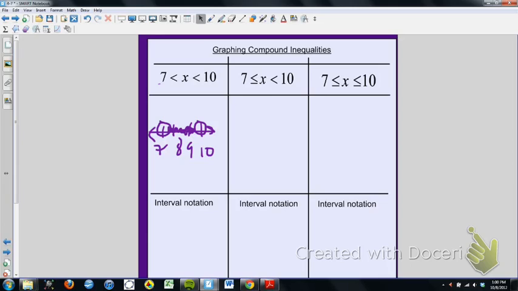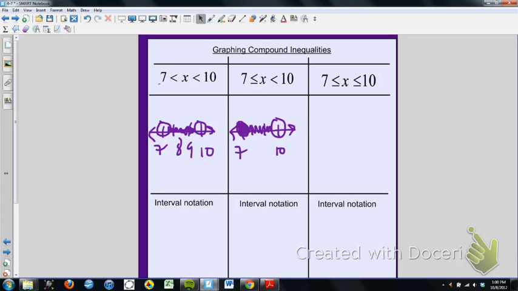Okay. Now let's say that one of them is not a strict inequality, so in the next compound inequality I'm allowed to include 7, but not 10. So again, let's put 7 here, and since I can't write very fine with my pen, I'm just going to put 10 on the other end. You know that there's an 8 and a 9 in between. Here, I want a closed circle at 7, an open circle at 10, and shading in between.